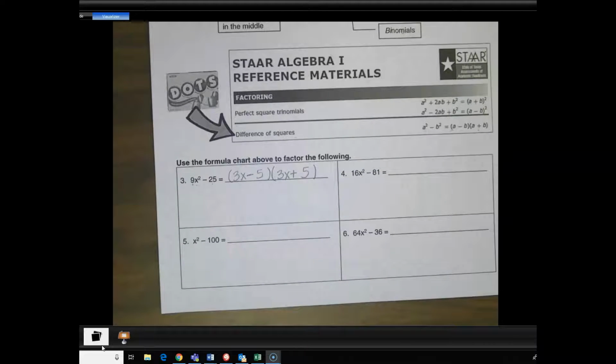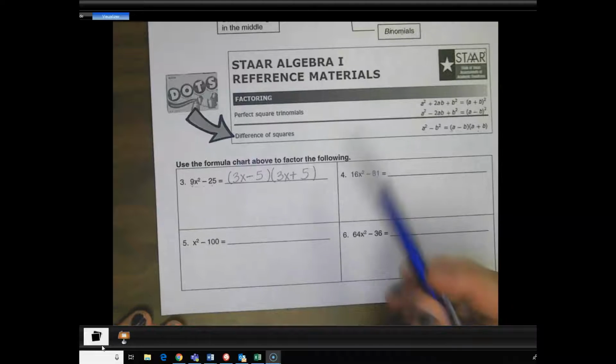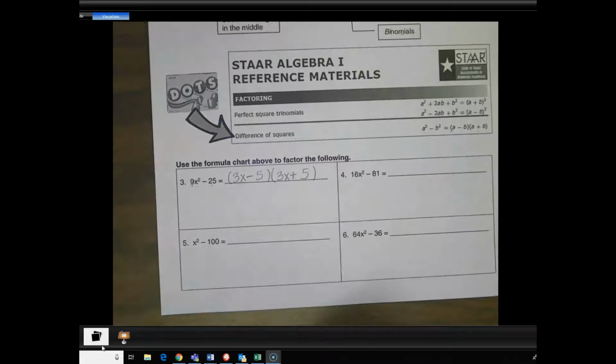And we're done. That's it for that one. It only works, though, when it is a difference and it's a binomial and they're both perfect squares. So let's look at number 4.